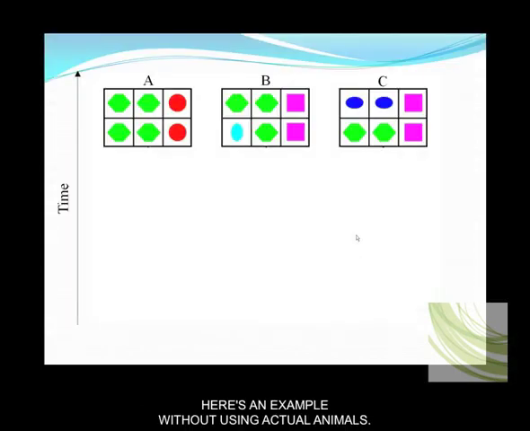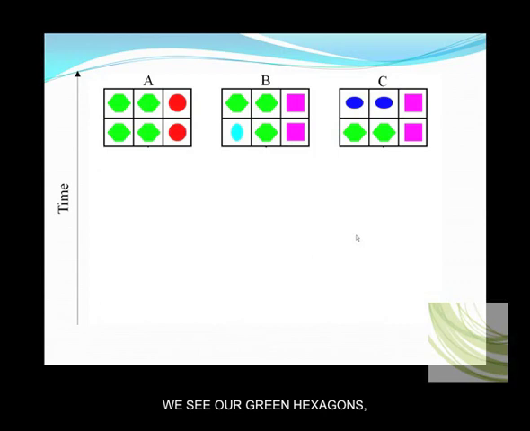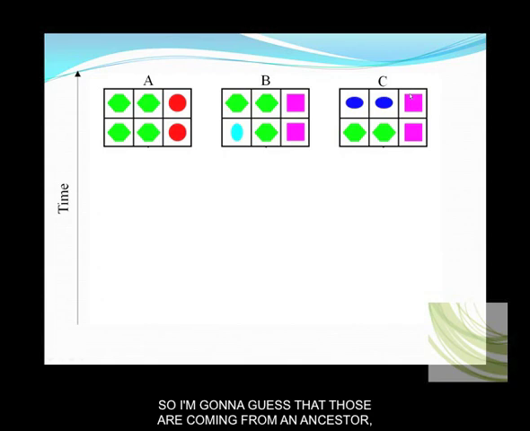Here's an example without using actual animals. If we look at the most recent generation of these three organisms that have these specific traits, we see our green hexagons, red circles, pink squares, and so on. One thing that I notice is that they all share the green hexagons, and two of them share the pink squares. So I'm going to guess that those are coming from an ancestor.